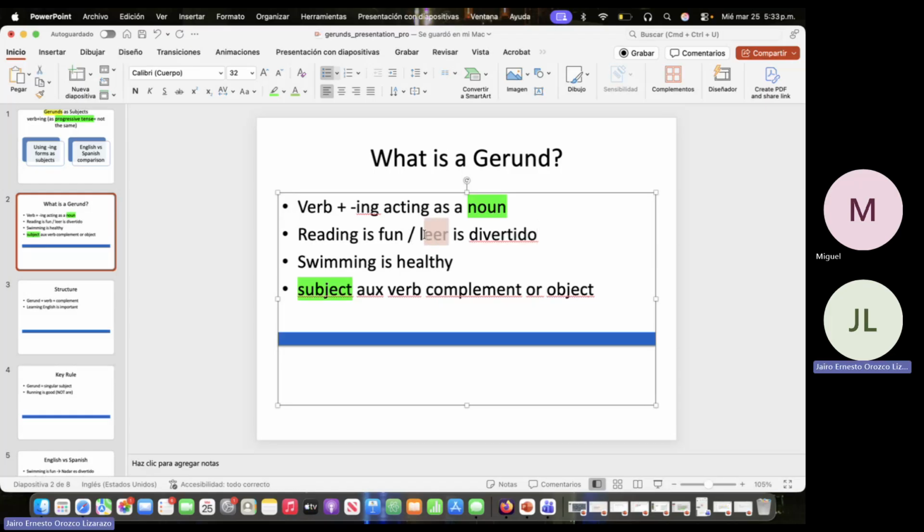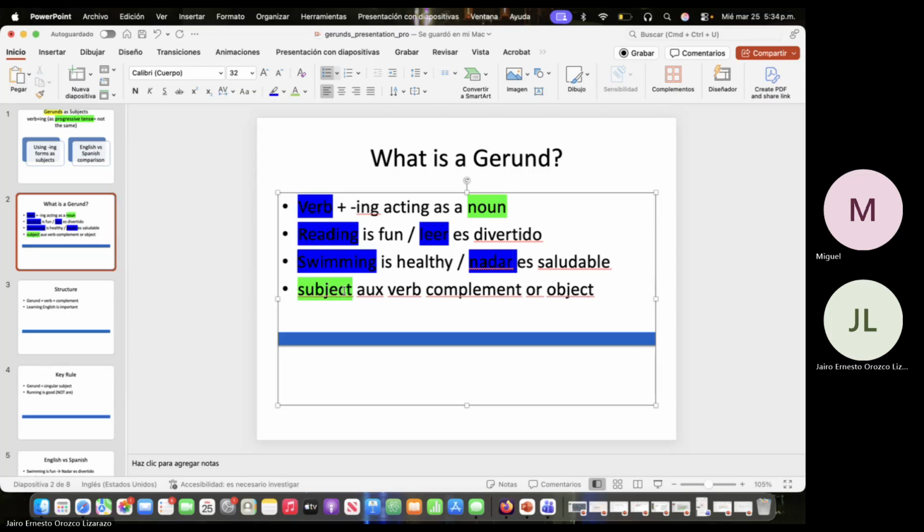So in Spanish, we are also using a verb. Let's put blue for verbs. Okay. So we are using verbs as subject, in both English and Spanish, right? Reading is fun, leer es divertido, right? Swimming is healthy. So in Spanish, swimming is healthy means nadar es saludable, right? So we are also using a verb as a subject. So these verbs will become the subject, all right?